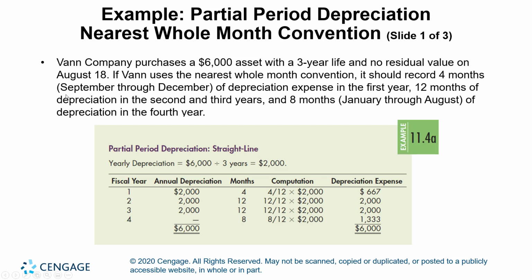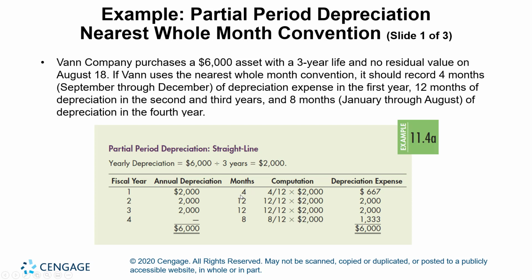If they had a useful life with, here's how it would look. So the computation: annual depreciation is 3,000. 4 months would be 4 divided by 12 times 3,000, or $1,000. Then they have $2,000 and they have 12.